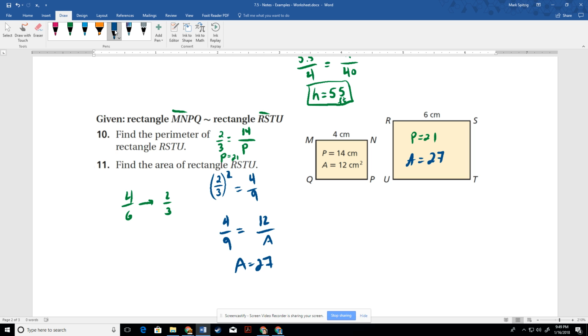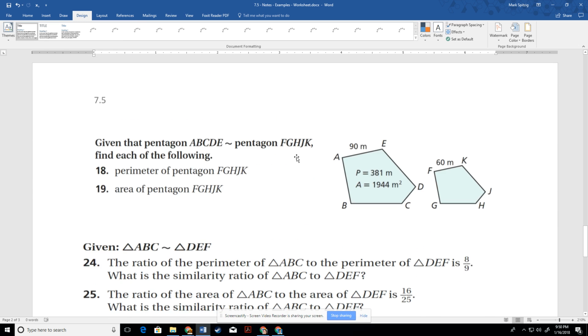And we should put some units here. These are centimeters, so this is going to be centimeters right there. And this is going to be centimeters squared, or square centimeters. Area is always going to be square units. All right, moving right along.